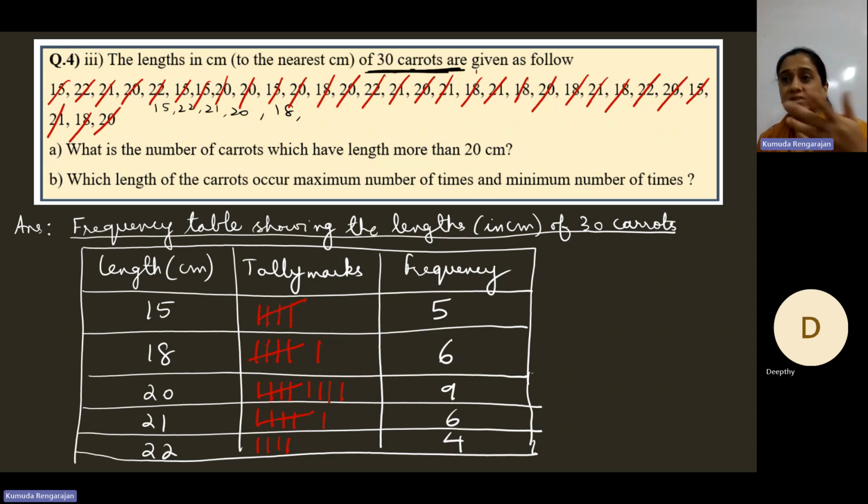So like this, you can answer various questions when you represent the numbers in the form of a table. Correct? So a table makes it easy to understand the data. Tabulating the data makes it easier to understand the data. Whatever question you get in your mind regarding the length of the carats, all the answers you can get from the table by just looking at the table. Right?